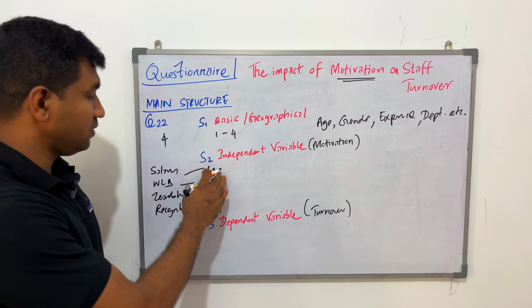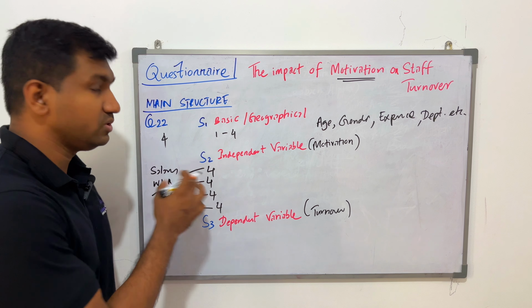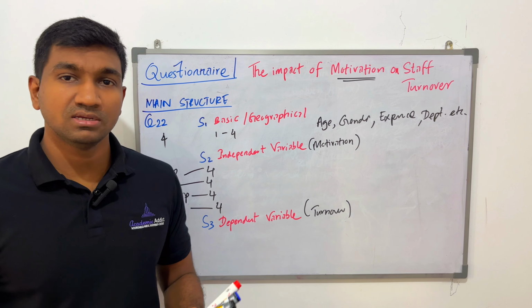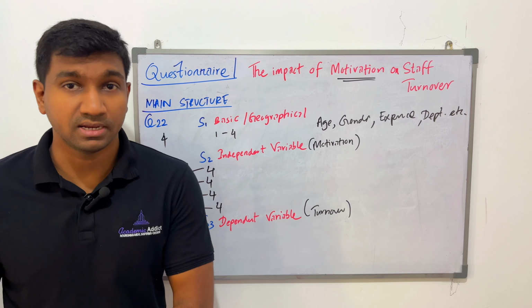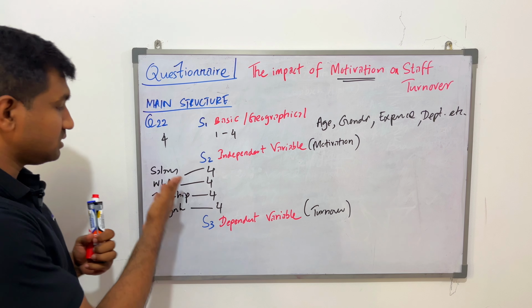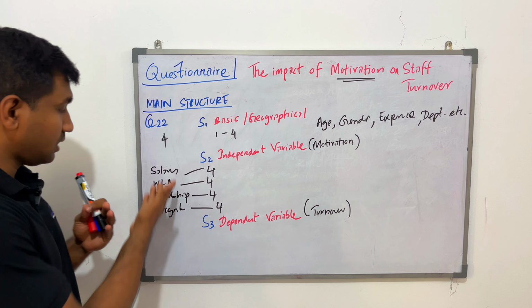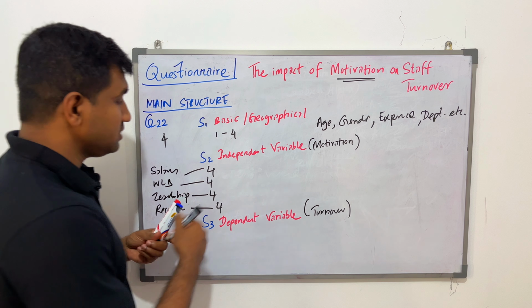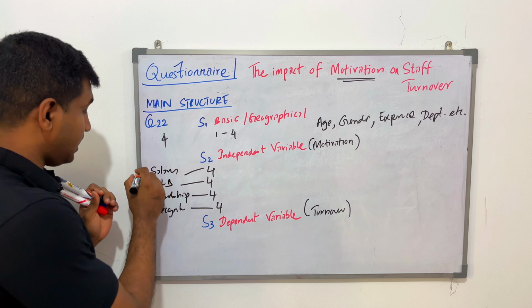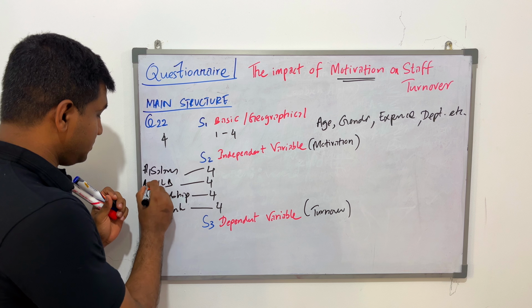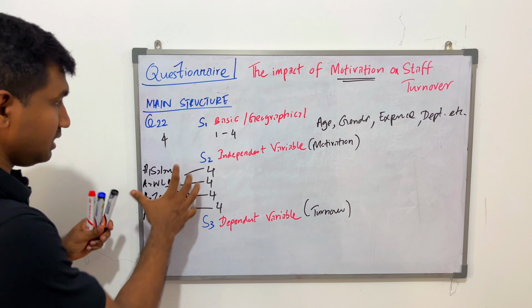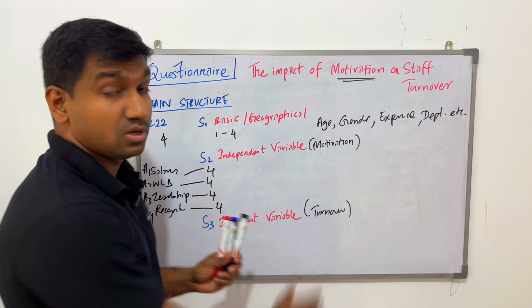So, for example, if you want to create a question based on salary, you can have a question like, I believe my salary is matching with the industry standard. Yeah, I believe my salary is matching with the industry standard. So that question can come on salary. So likewise, you can have four different questions related to salary. This is your attribute 1. This is attribute 2. This is attribute 3. And this is attribute 4. So all are related to your independent variable, which is motivation.